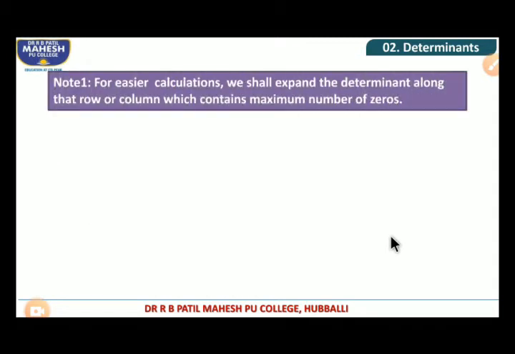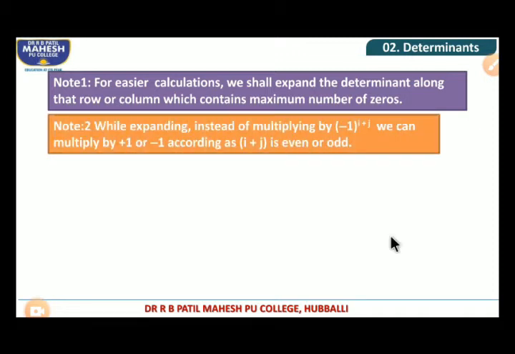So we will see some of the important notes. The first point is, for easier calculations we shall expand the determinant along that row or column which contains the maximum number of zeros. So whenever there are maximum number of zeros in any row or any column, we can expand it along that row or column.